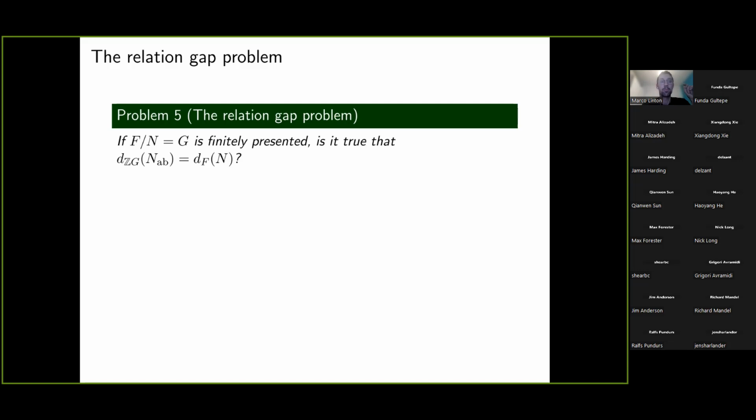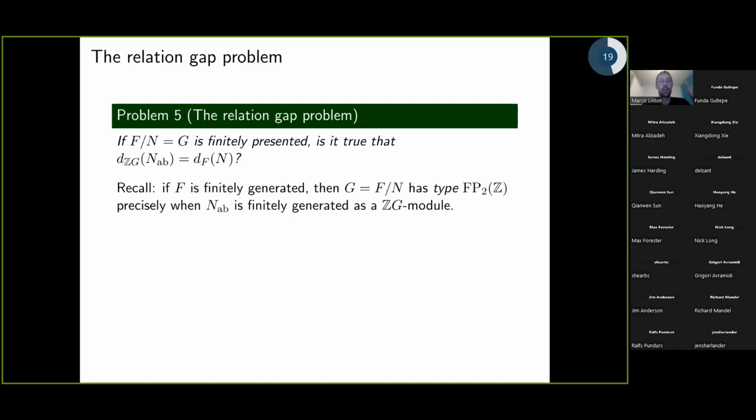And I'll say why we have to add finitely presented. That's because there are counterexamples to the version of the question where you don't ask for the group to be finitely presented. So if G is not finitely presented, well, okay. Let's say a definition first. If F is finitely generated, then the quotient group G has type FP2 over Z precisely when the relation module is finitely generated as a ZG module. You can take this as the definition, or if you've seen a definition which is different to this, it's equivalent to this one.